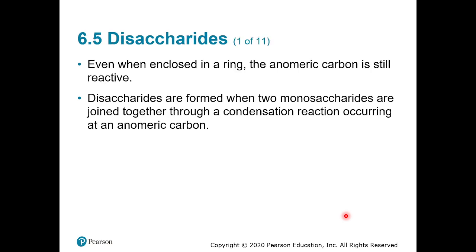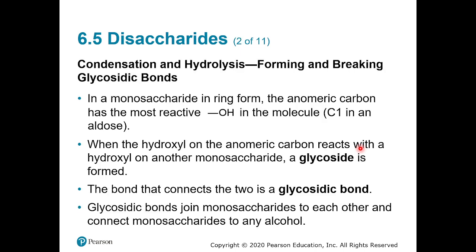All right, so even when enclosed in a ring, the anomeric carbon is still going to be reactive because it has all those oxygens bonded to it. Disaccharides are going to be formed when monosaccharides are joined together through the condensation reaction occurring at that anomeric carbon. And so that actually is the spot where you get the disaccharide linkages, the oligosaccharide linkages, and the polysaccharide linkages. Okay? Remember how I was making that big deal about acetal versus hemiacetal?